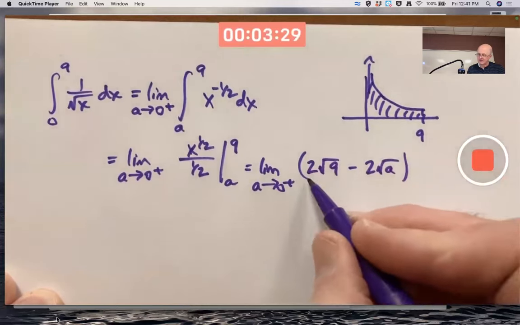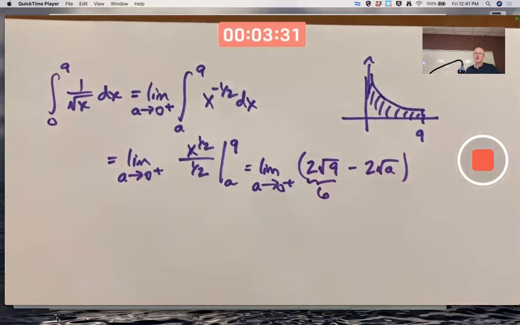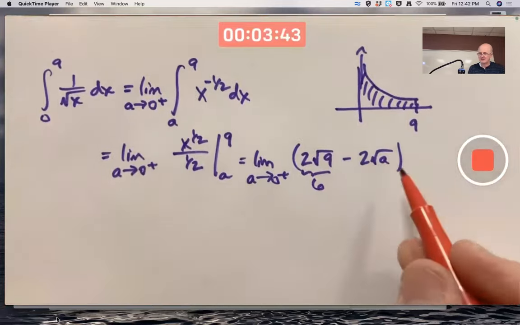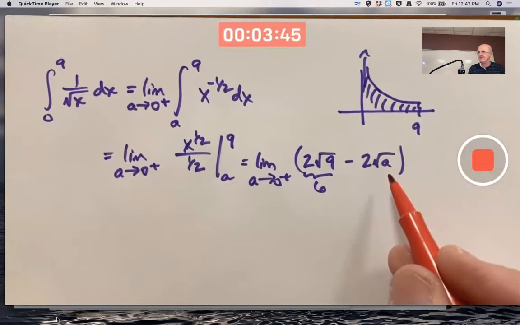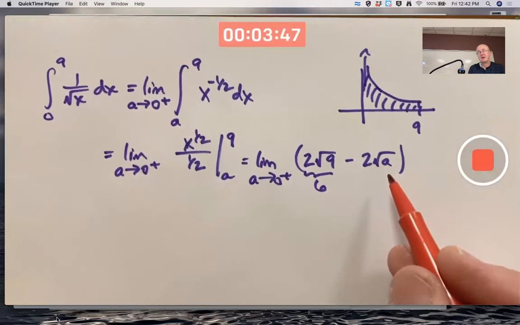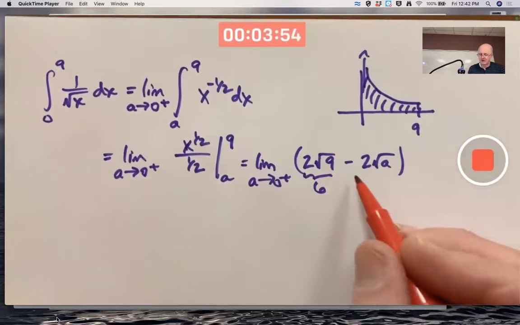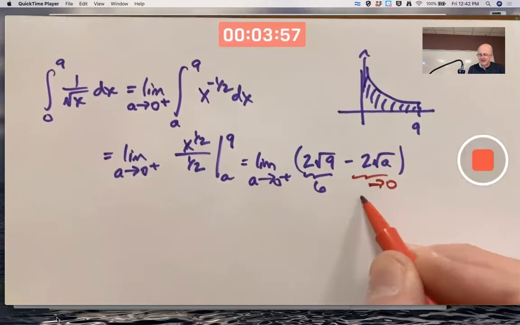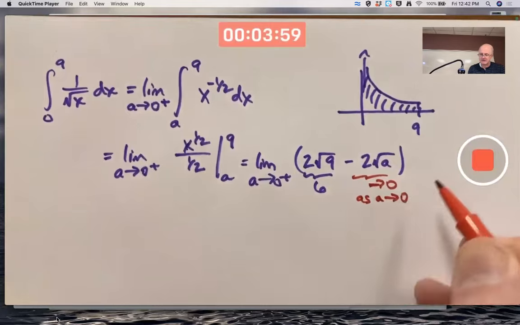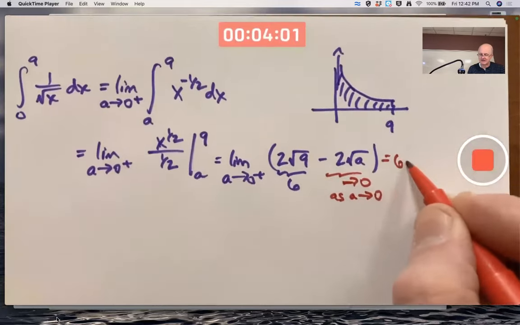Square root of 9 is 3. 2 times 3 is 6. That's a 6. What happens to square root of A as A goes to 0? The answer is supposed to be easy. Goes to 0. Right? You take the square root of 0.1. It's still close to 0. It's actually bigger than 0.1, but it's still close to 0. Square root of 0.01 is 0.1. This does go to 0 as A itself goes to 0. And therefore, the answer is 6 minus 0, or 6.